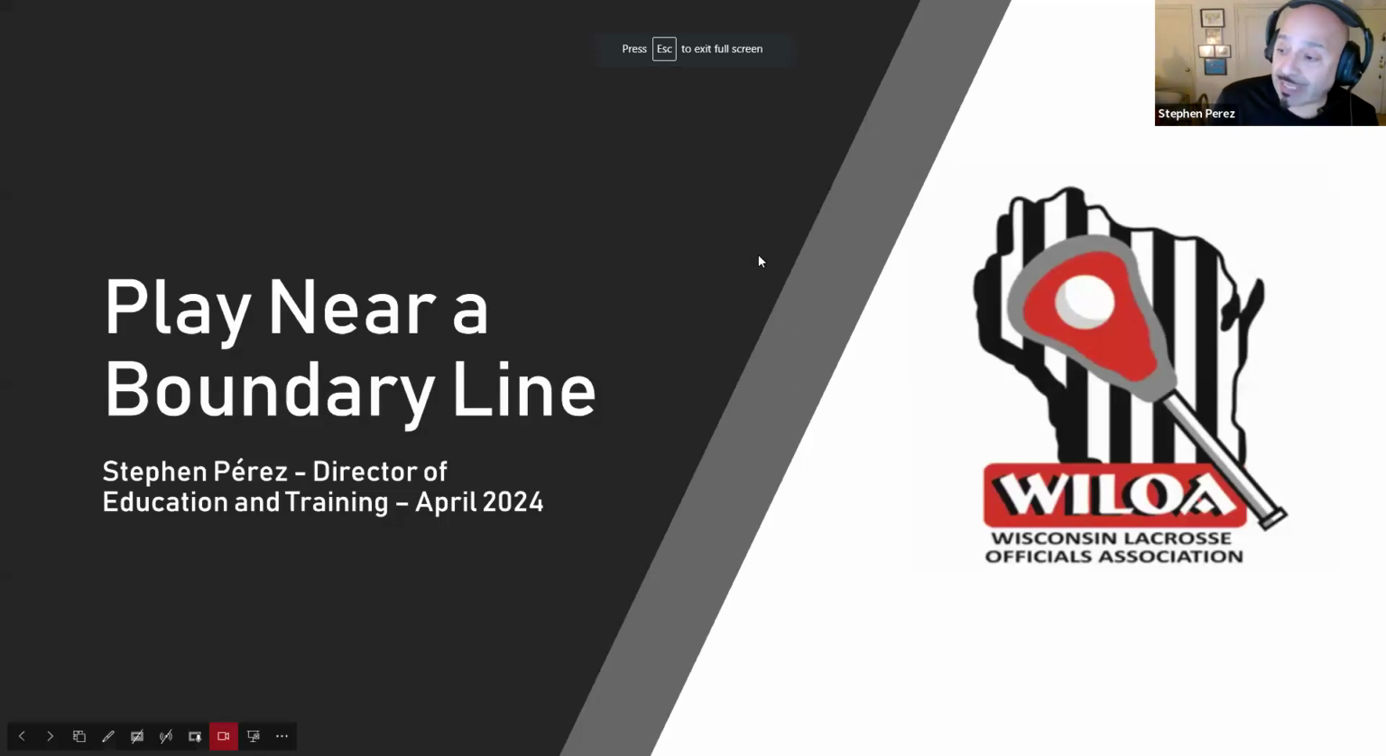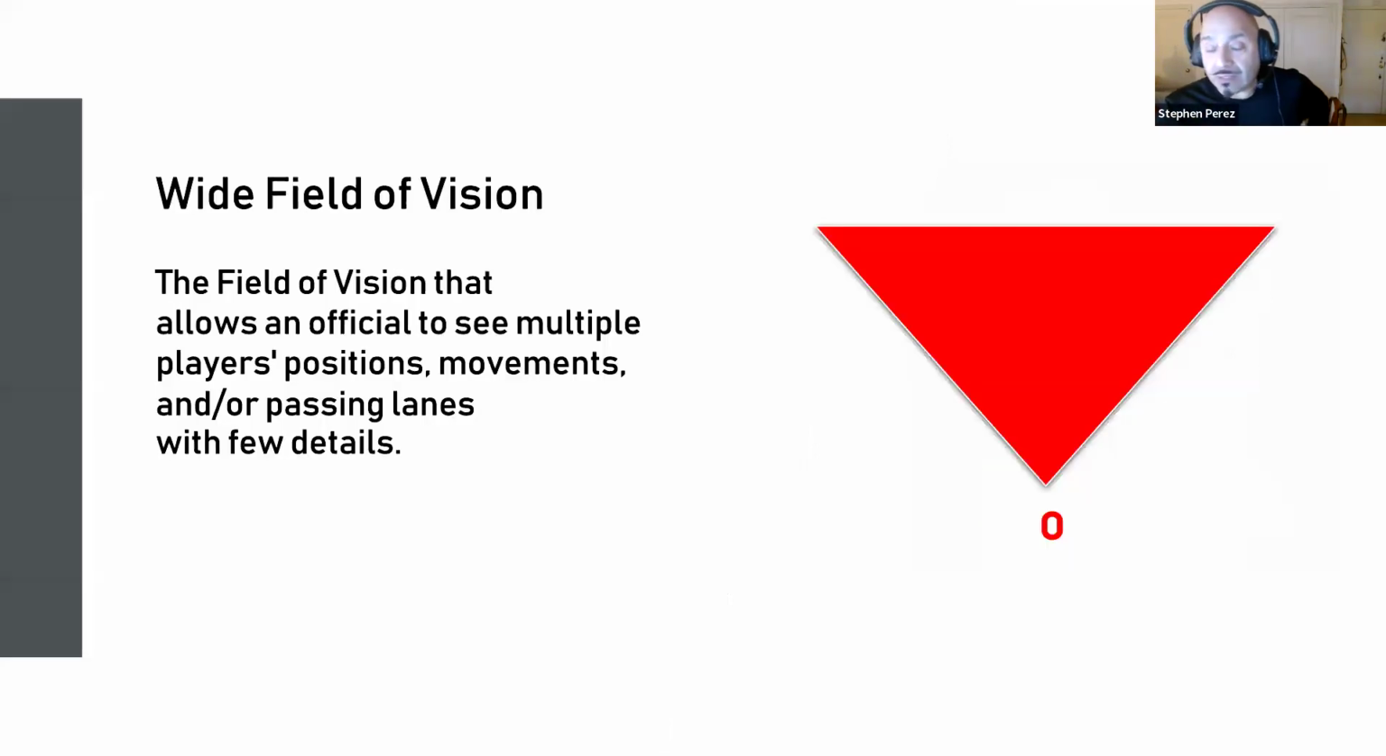All right, so we have a play near a boundary line. Let's talk about how to best see this play. The first term I'm going to use is a wide field of vision. A wide field of vision allows the official to see multiple players, positions, movements, and or passing lanes with few details. You're looking at the big, broad picture as play develops. You use this all the time, and especially in a two-man game, you're going to have to rely on a wider field of vision because there are only two people.